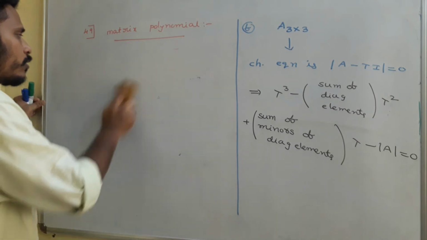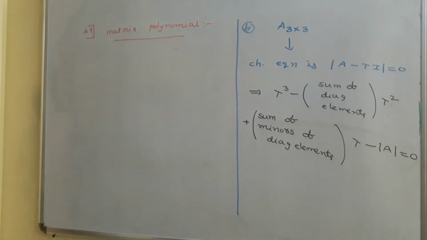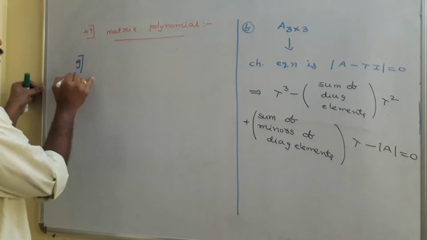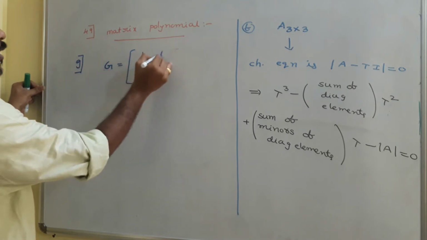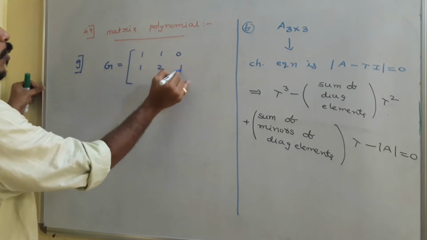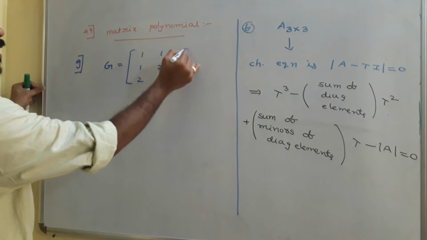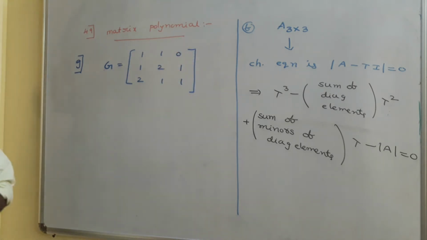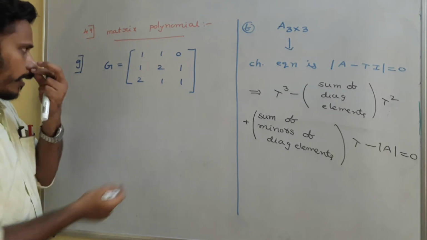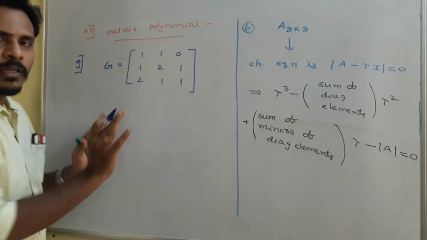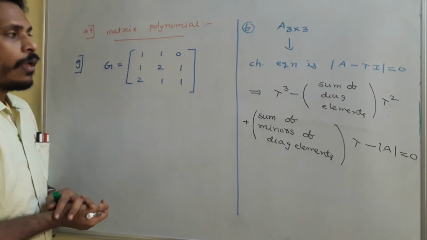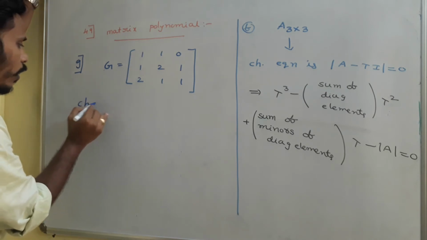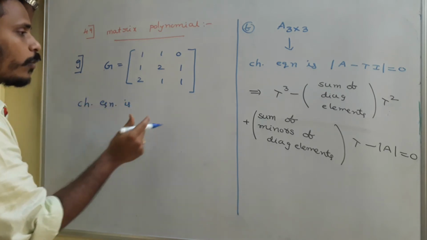Suppose we take a matrix G, with G equal to 1 1 0, 1 2 1, 2 1 1. Any matrix will do. This is the matrix G: 1 1 0, 1 2 1, 2 1 1. Then what is its characteristic equation? We have a procedure as well as this direct rule.